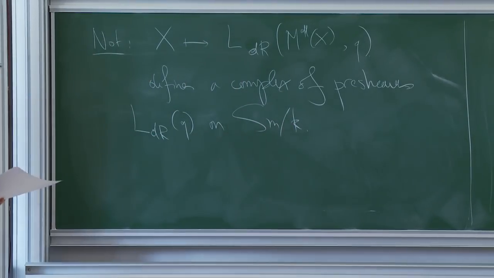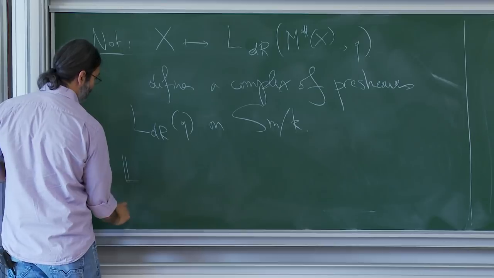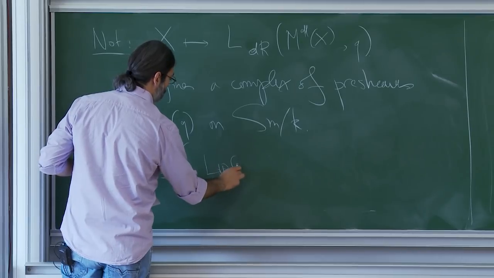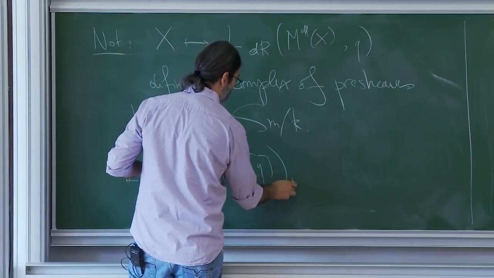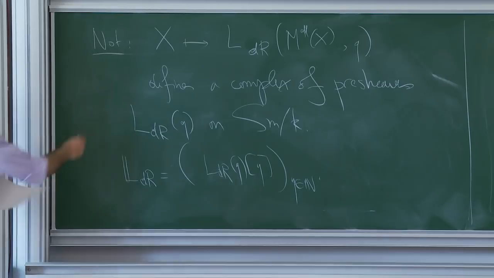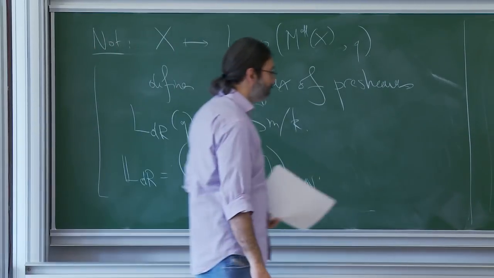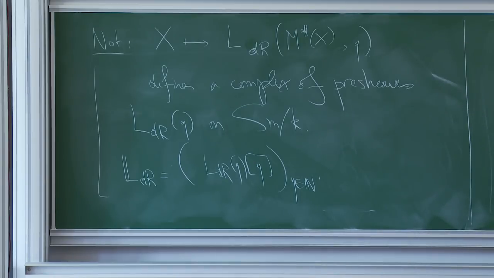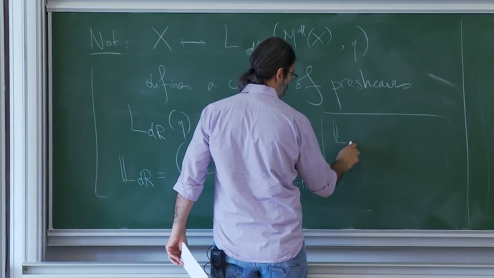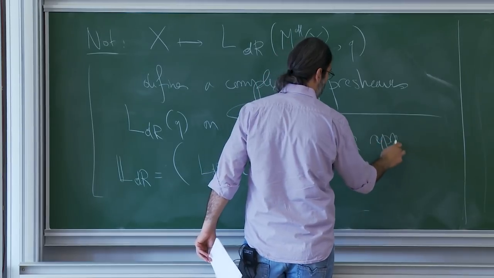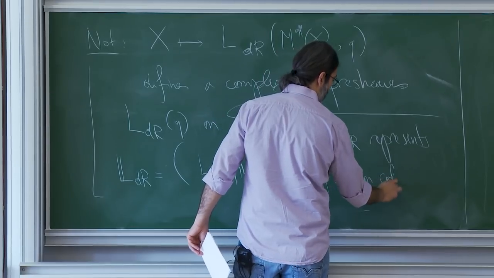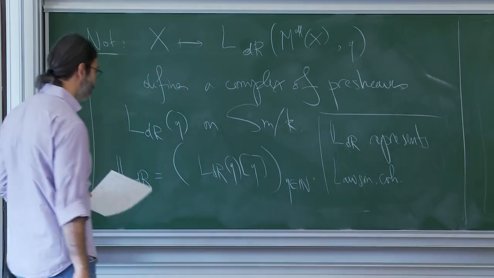And we can also make a spectrum of this. So define a spectrum L de Rham to be the collection of this L de Rham Q, maybe shifted by Q. This one has to define bounding maps. This can be done. And so we have a T spectrum, L de Rham, and this T spectrum, of course, represents the Lawson cohomology. Okay, so by construction, L de Rham represents Lawson cohomology, or the de Rham version of it.